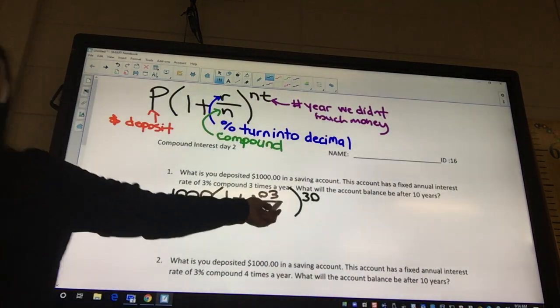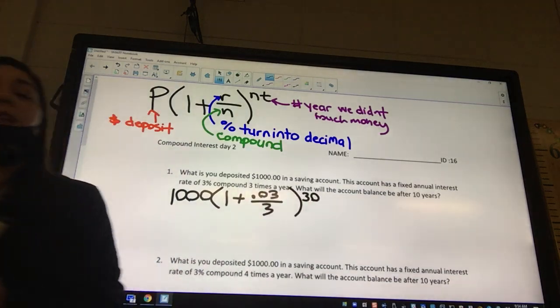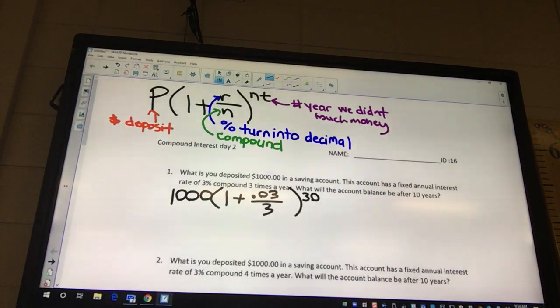Okay, you cannot type in this part, the exponent 3 times 10, on the calculator. Okay, you have to put the 30 first. Okay, so type in all that in the calculator, see what you get. Where's your exponent? I don't know. What are you getting? 300.